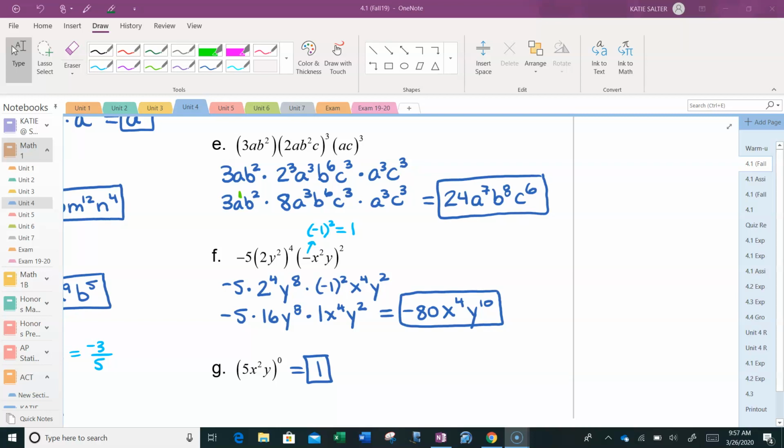Looking at the next one, you can see I did the same thing. I broke it up and did each part and their powers, and then worked it out and multiplied it. And then the very last one would be 1.